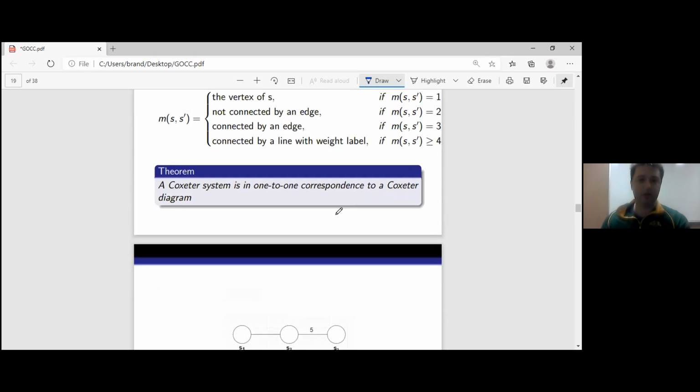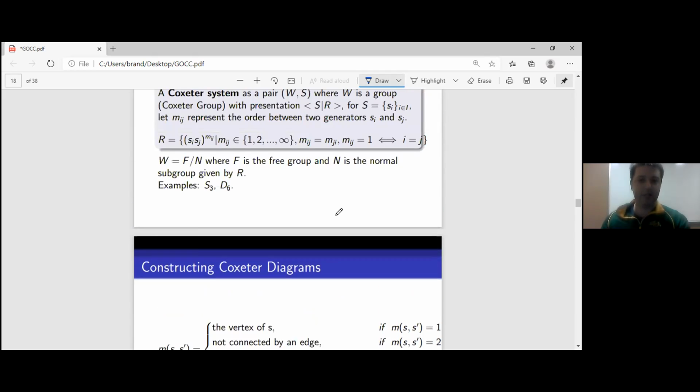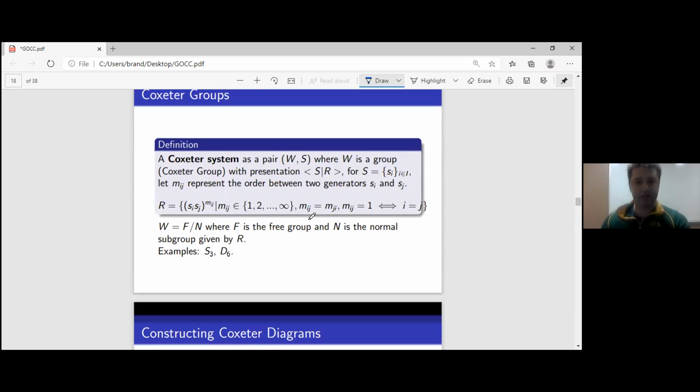And also, our edge labels, by our definition, could have infinity. So that means that the relation between the two generators is free. So you could go S1, S2, S1, S2 on to infinity, and it doesn't close down or collapse.